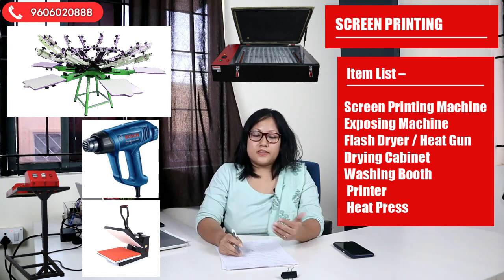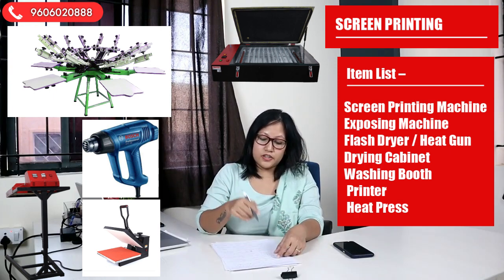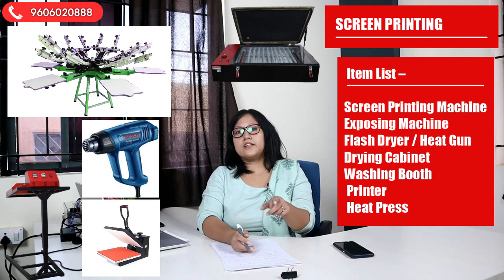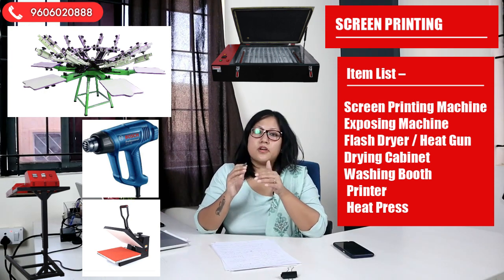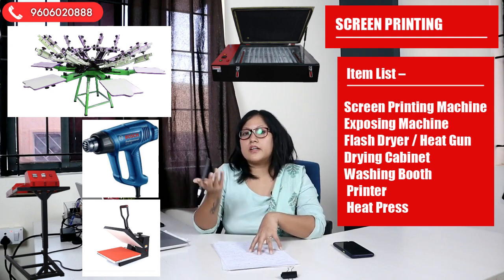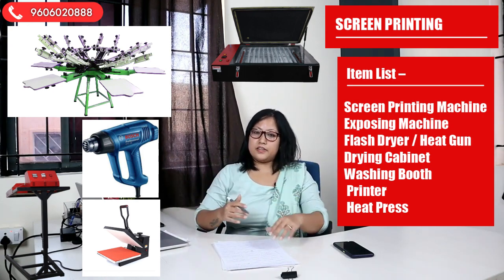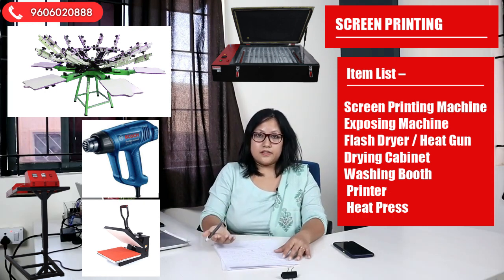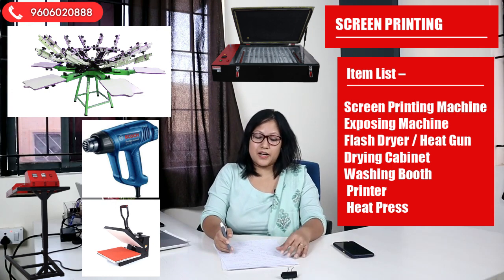Okay, next is the machine required for drying, that is a heat gun or a flash dryer. If you are going for a small setup, you can go for a heat gun, or if you are going for a bigger setup where you work simultaneously, then you can go for a flash dryer. Flash dryers are also available in many varieties in the market.